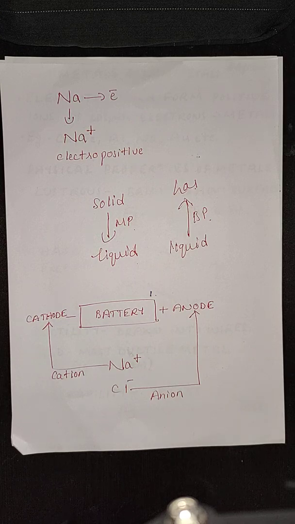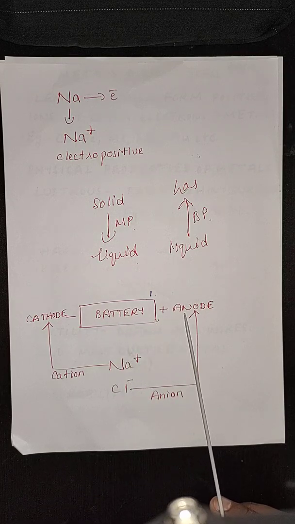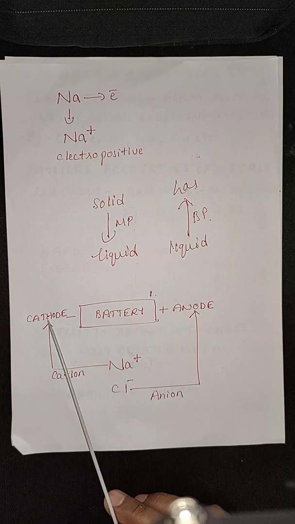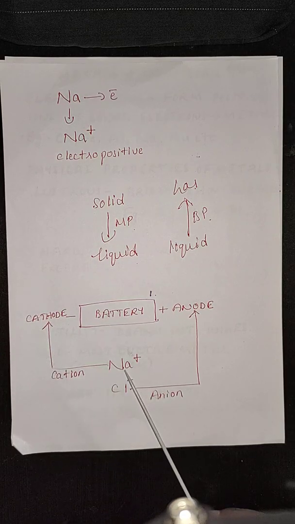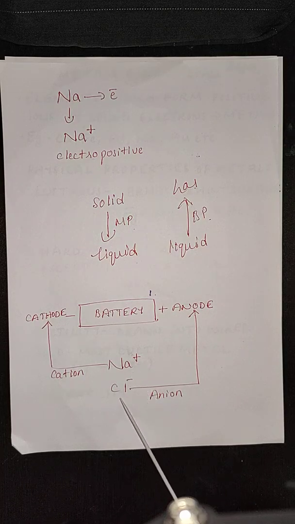Now, you may have a little confusion. What are anions and cations? Suppose you consider this as a battery, the positive end of the battery is called anode. The negative end of the battery is called cathode. I have considered two ions here. One is sodium ion, that is Na+. The other one is chloride ion, it is Cl-.